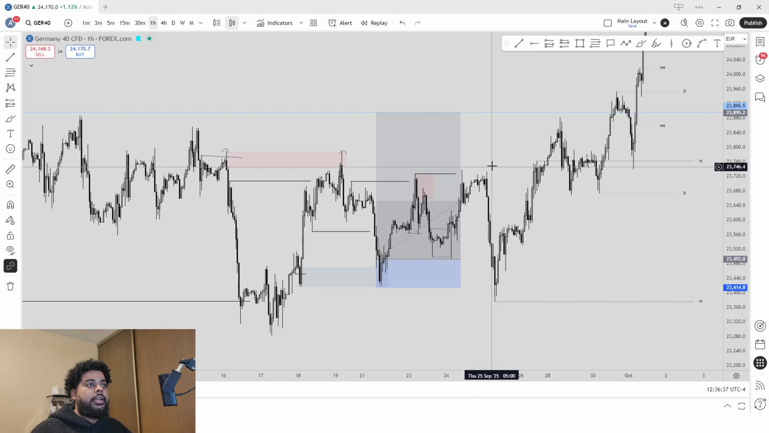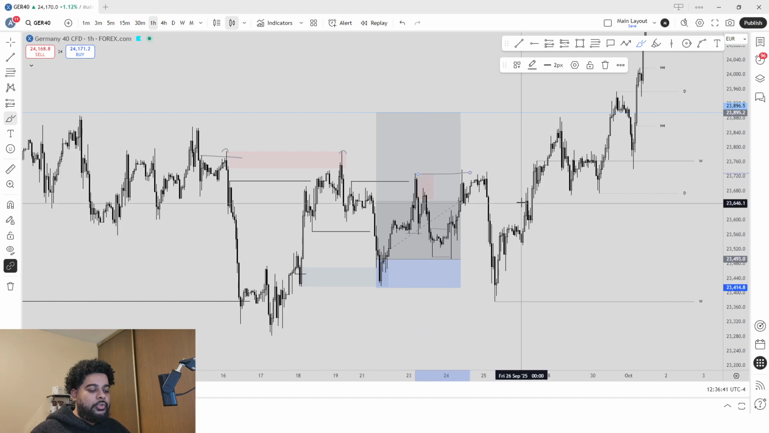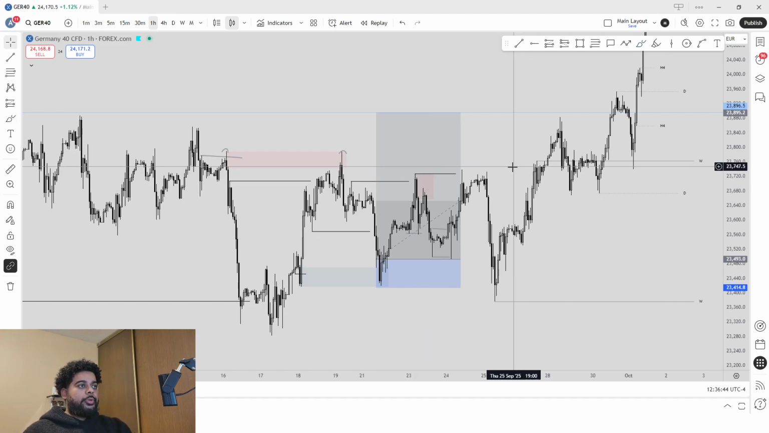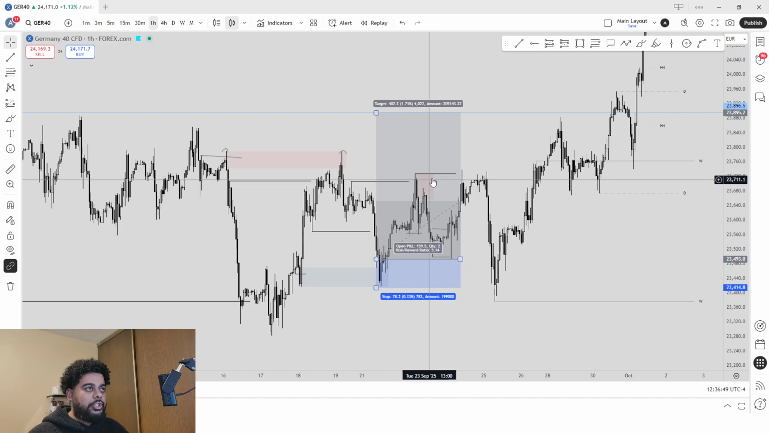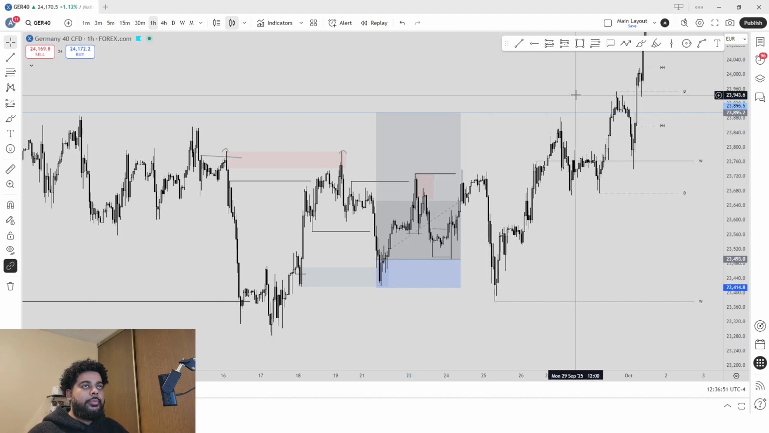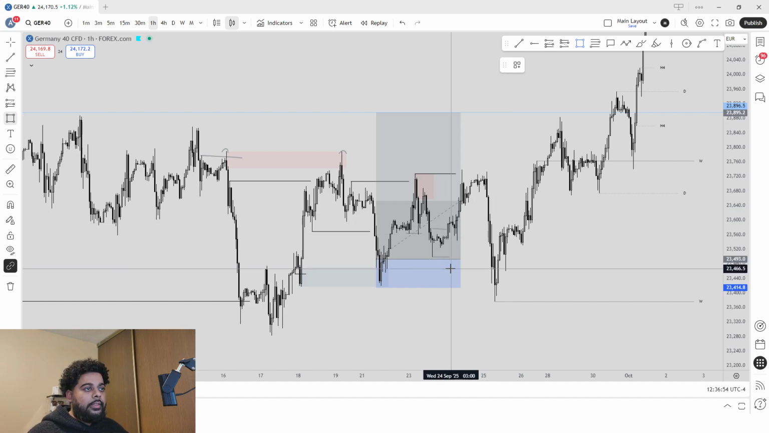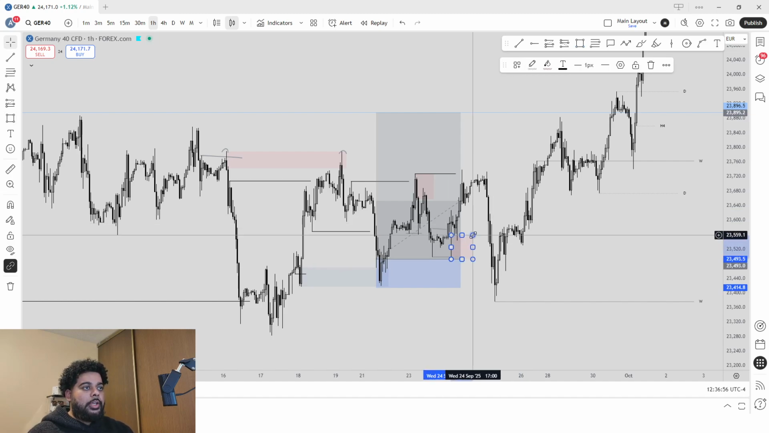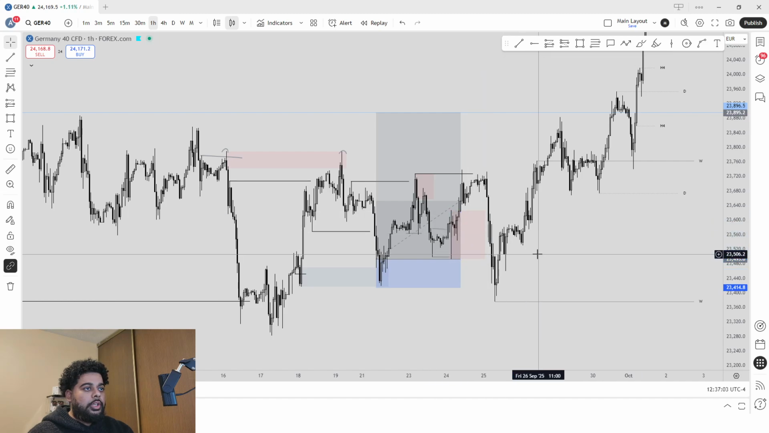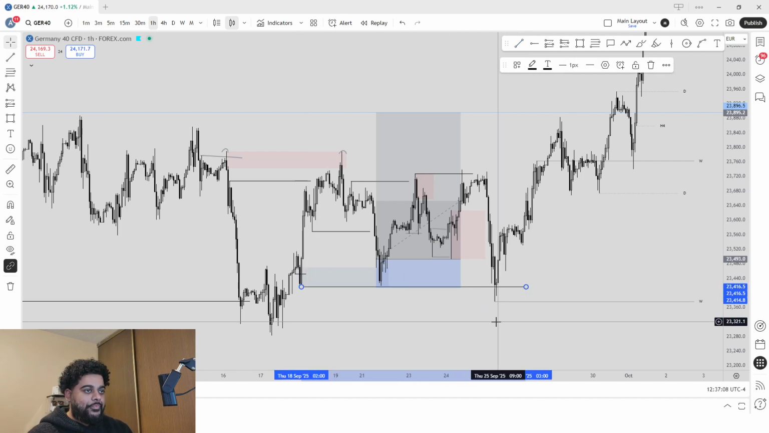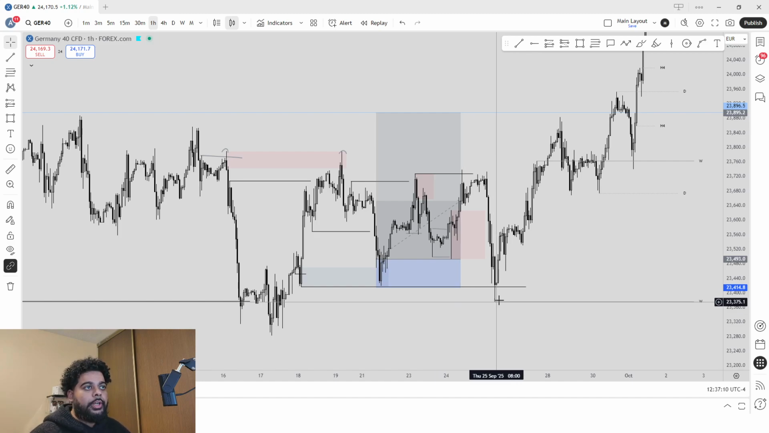We moved to the upside, and then what did we do? We took out this high right here, and what does that do? Look at it in terms of people that are trying to buy. We just had break of structure. People are trying to buy, and I understand that I can't buy because we had this break of structure here. We took out the high. I cannot buy unless price comes below this low right here. I can't buy unless price comes below here.